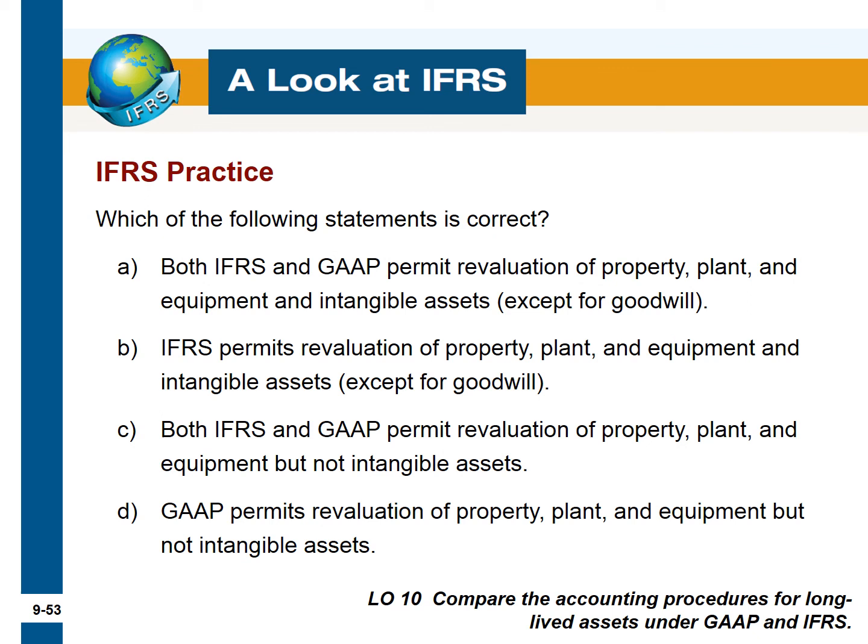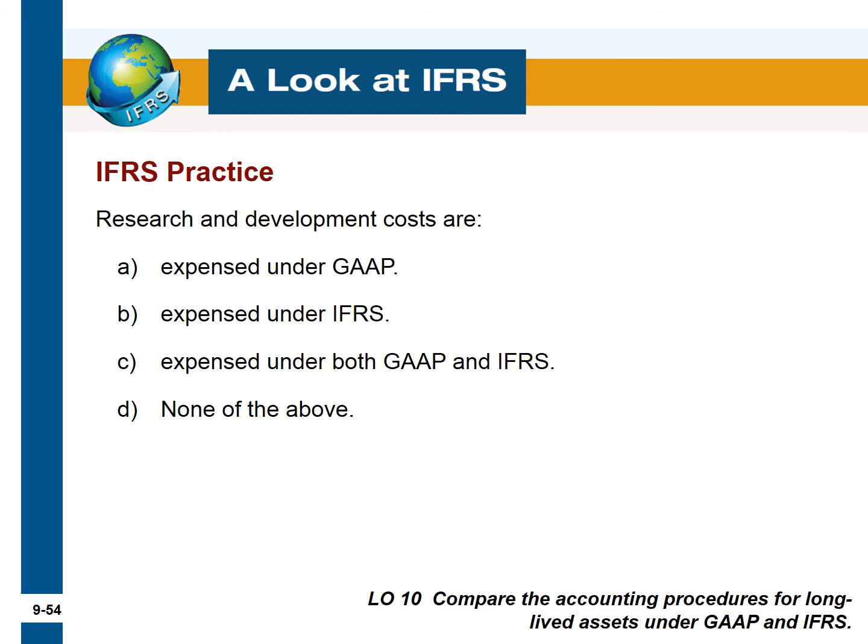Which of the following statements is correct? IFRS permits a revaluation of property, plant, and equipment, but GAAP does not. Research and development costs are expensed under GAAP. Now you might think, well, what about IFRS? No, remember, only research costs are expensed under IFRS.